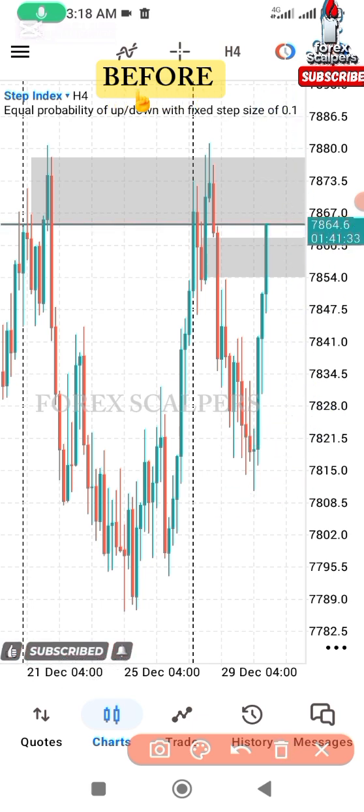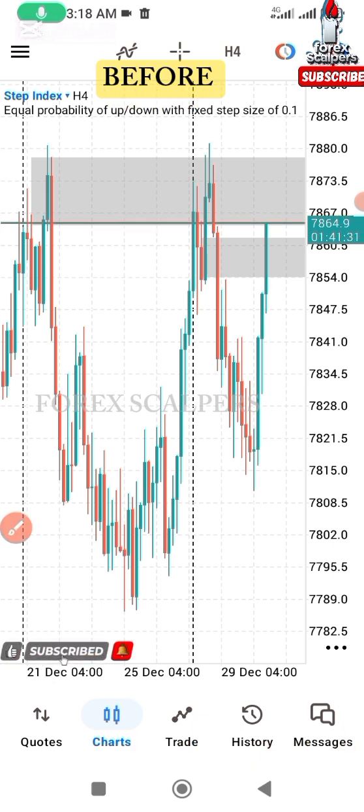So for now, we are still hoping that if price gets into this zone and gives us a bearish confirmation, either a pin bar or a bearish engulfing candle, it becomes a sell opportunity.